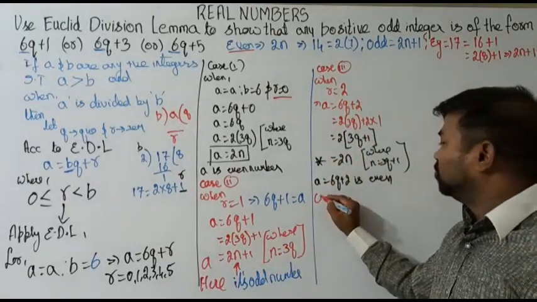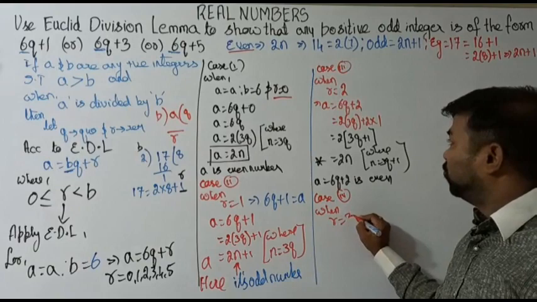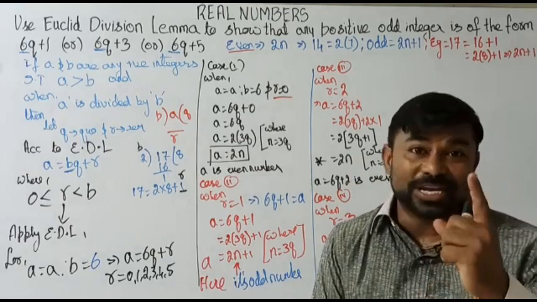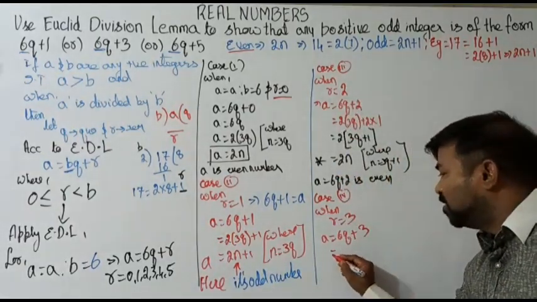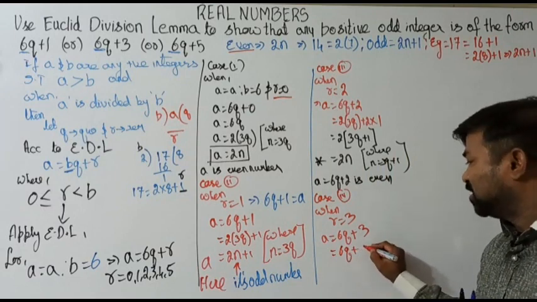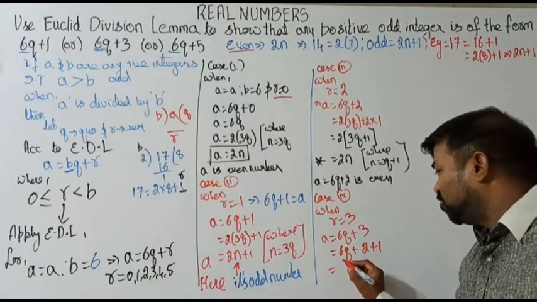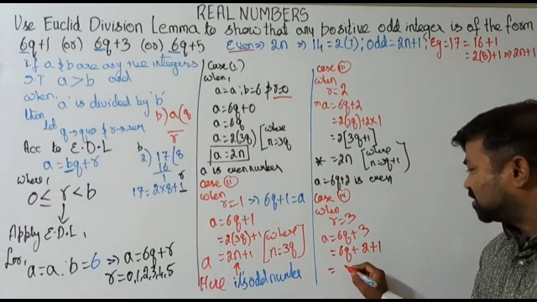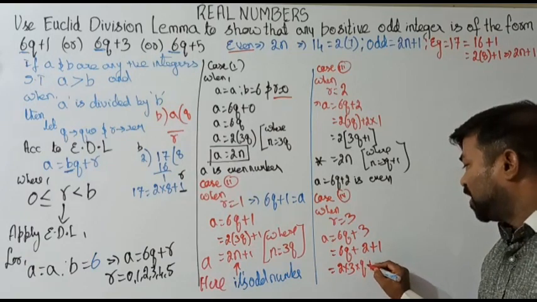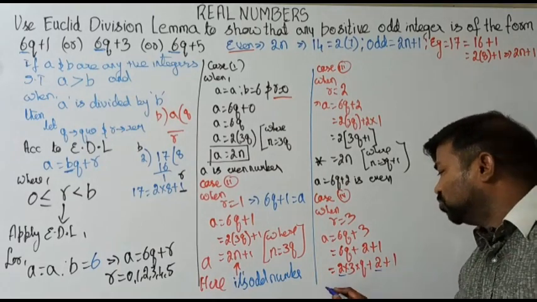So now let's get back to case 4 here very quickly. When R is equal to 3, A is equal to 6q plus 3. Now in a tricky way, see the way I'm writing here. I'm writing this one as 6q plus 2 plus 1. Can I write 3 as 2 plus 1? Yes. So if I take 6 as 2 into 3 into q plus 2 plus 1.